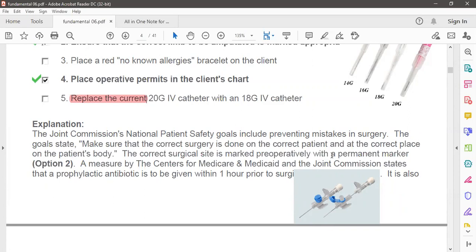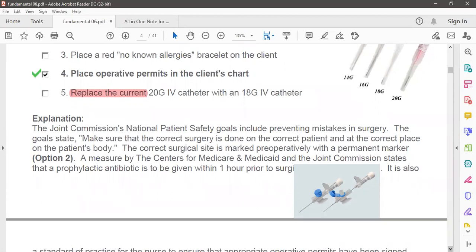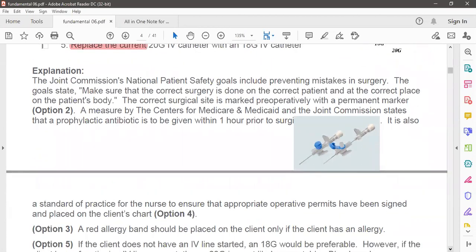A measure by the Centers for Medicare and Medicaid and the Joint Commission state that prophylactic antibiotics are to be given within 1 hour prior to the surgical operation. This is a universal truth when you take care of a patient who needs a major surgical operation. It is also a standard of practice for the nurse to ensure that the appropriate operative permit has been signed and placed on the patient chart.